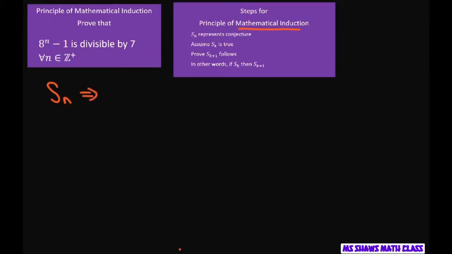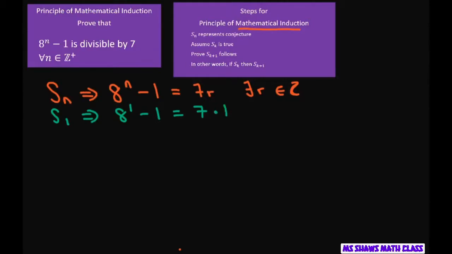So basically I can rewrite this as 8 to the nth power minus 1 equals 7r for some integer r. Alright, so now we have to show that it's valid for n equals 1. So plug that in, 8 minus 1 equals 7. And so 7 times 1, in this case r would be 1, equals 7, and it's divisible by 7. So this is valid for n equals 1.